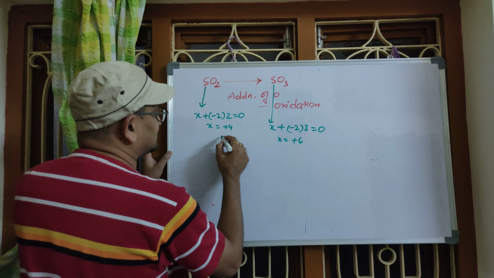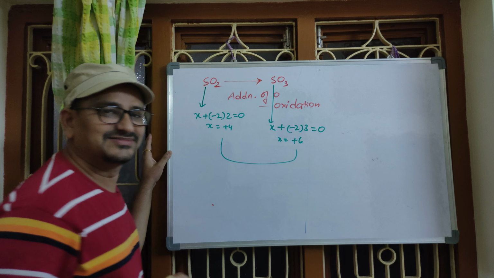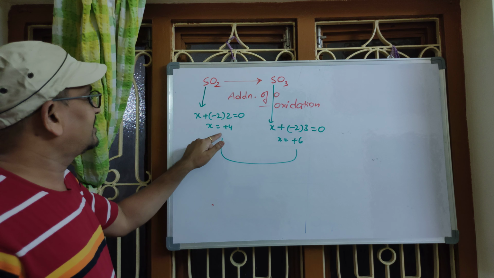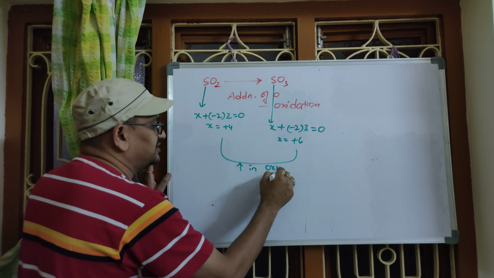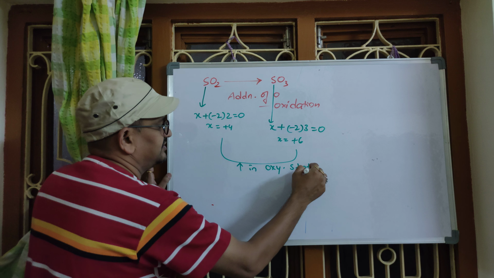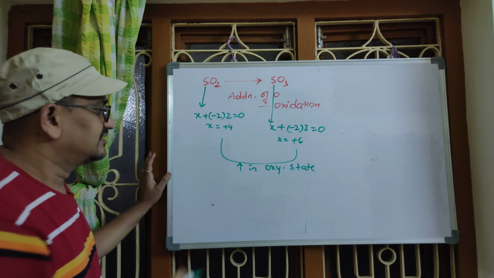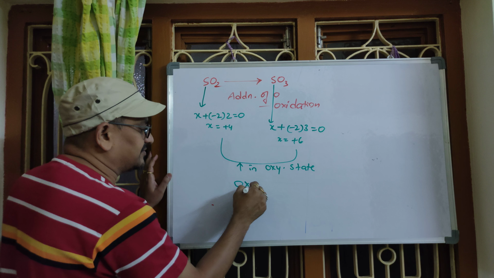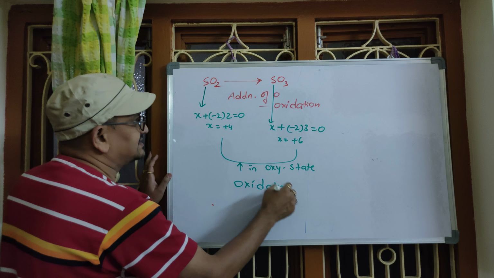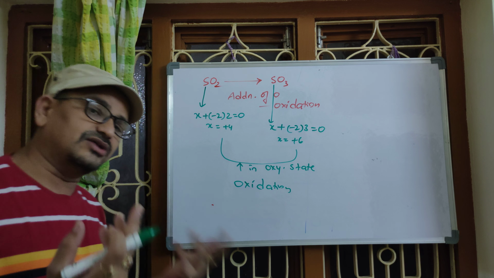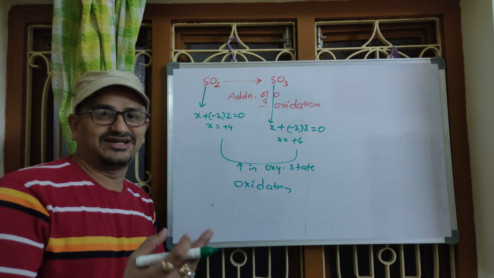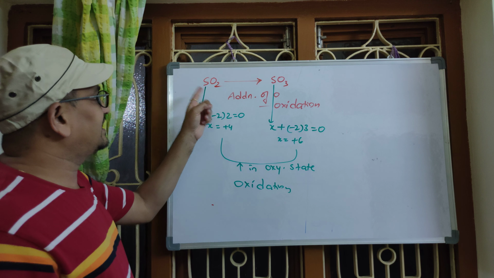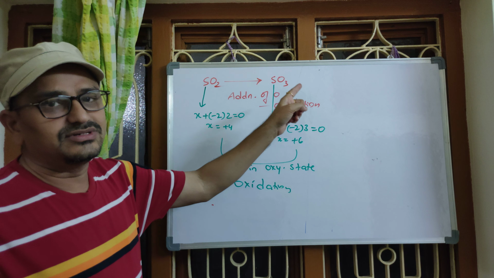Now, what happened to this oxidation state? Tell me. Sulfur had shown an increase in value from plus 4 to plus 6. Increase in oxidation state stands for oxidation. So, this is also an oxidation reaction. How can we say? Sulfur dioxide is oxidized to sulfur trioxide. What's the thing? Tell me. Sulfur dioxide is oxidized to sulfur trioxide.